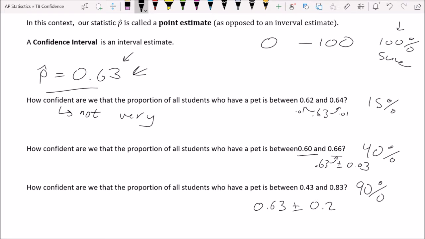You've probably heard people say something like, I'm 100% sure that it will or won't rain. It's like, well, yeah, I mean, you've included all possibilities. We have all possibilities in this range, so it's not very helpful.